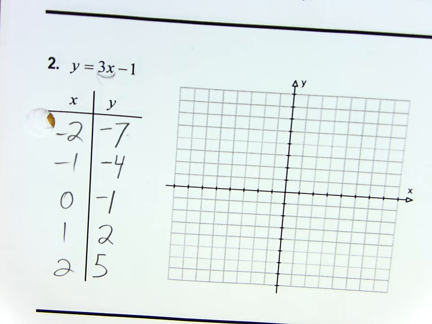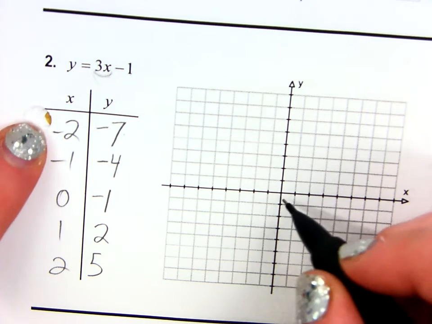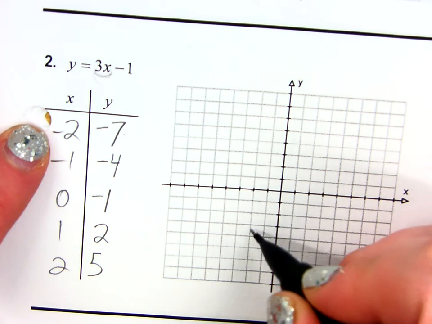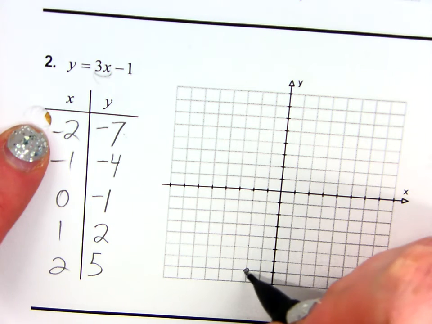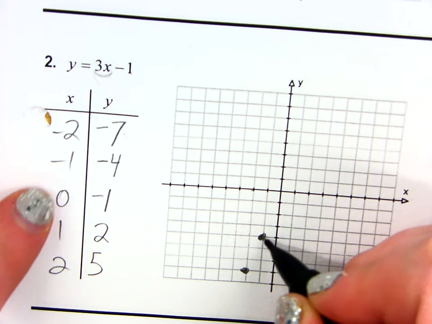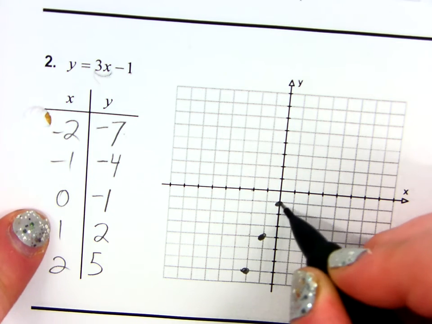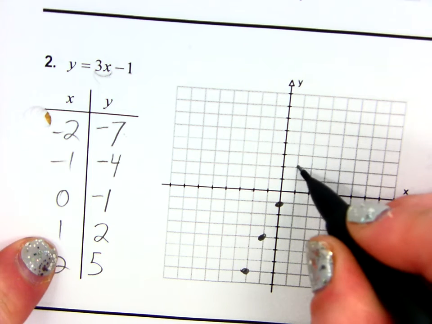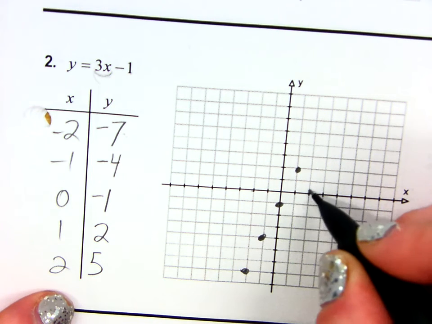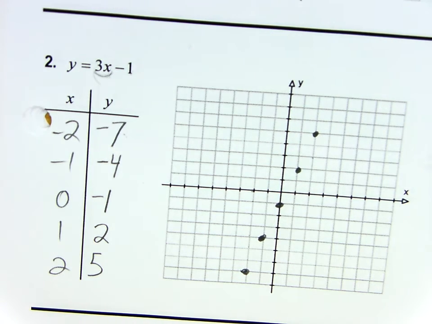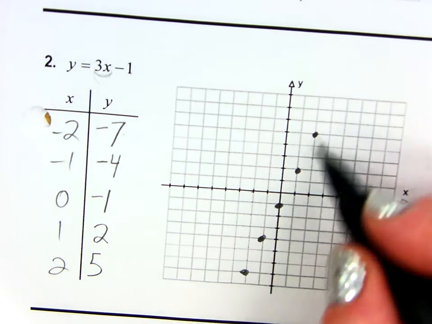And now we just have to plot these. So hopefully we're okay at plotting. -2, -7. -1, -4. 0, -1. Remember, you don't go left to right, you just drop down 1. 1, 2. And 2, 5. Yes, everything fell in a nice straight line. So I'm pretty happy about that. If you feel like connecting the dots, you can.